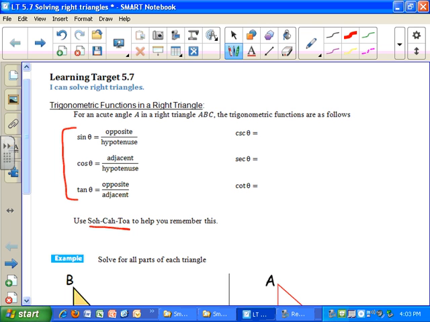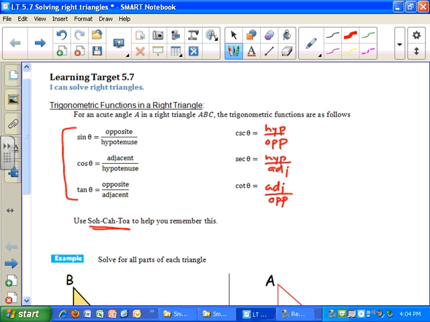You can use SOHCAHTOA to help you remember. And then, of course, the cosecant, secant, and cotangent are the reciprocals of sine, cosine, and tangent. And cotangent is adjacent over opposite.